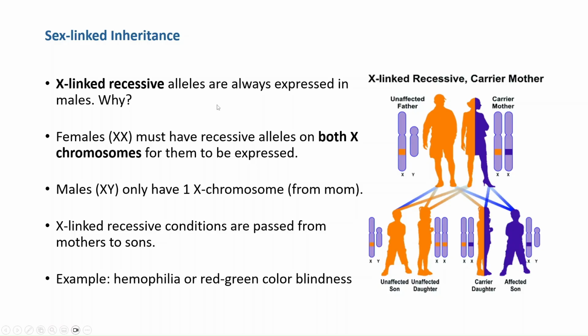Okay? So, like I said, the X-linked recessive conditions are passed from the mother to the son. The mother is the one that provides the X chromosome for the son. And typical examples are hemophilia or color blindness.